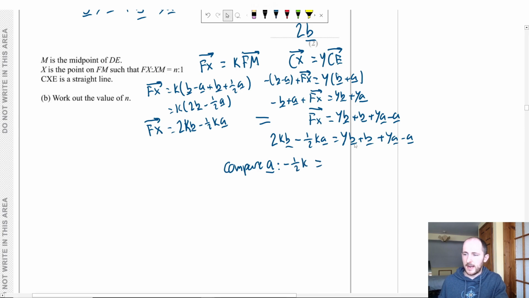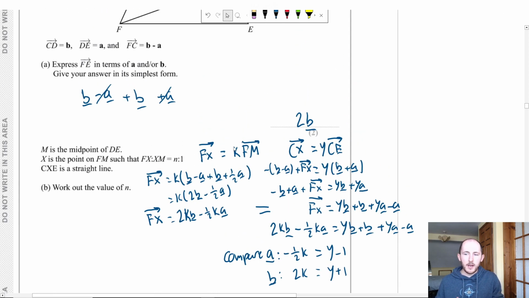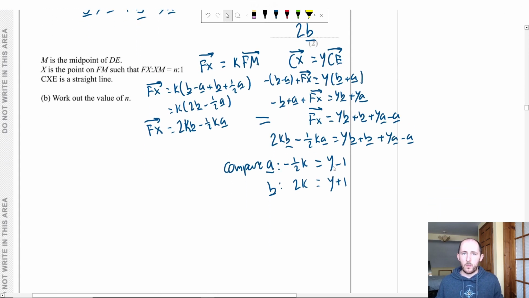And what do I have on the right-hand side in front of a? I have y and minus 1. If I do the same thing with b, on the left-hand side I just have 2k. And on the right-hand side I have y plus 1. Simultaneous equations, right? Because we have two equations with two unknowns. Now, what do I actually want? Well, I only care about k. I don't care about y, right? So if I subtract these two equations, that will give me my answer.